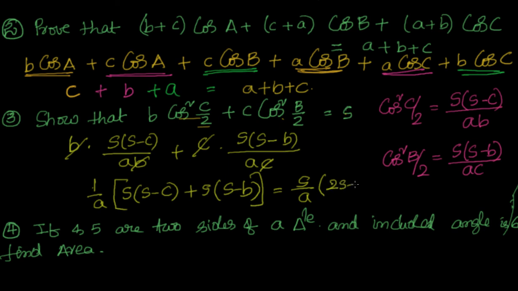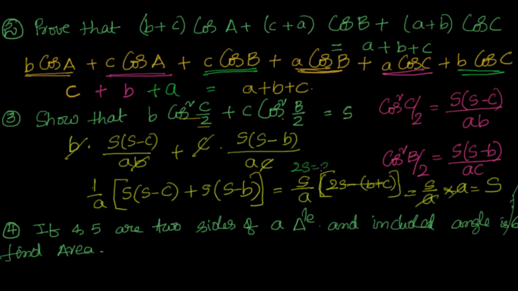2s minus of b plus c is equal to a, because 2s equals a plus b plus c, that is the formula. So that gives me 2s minus of b plus c equal to a. Let's go to the last problem.